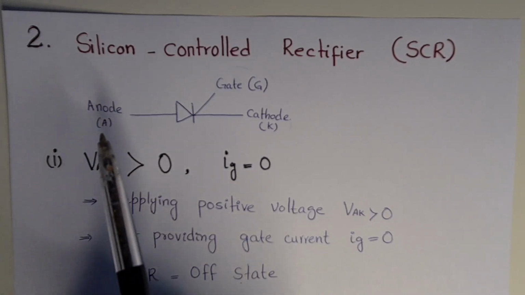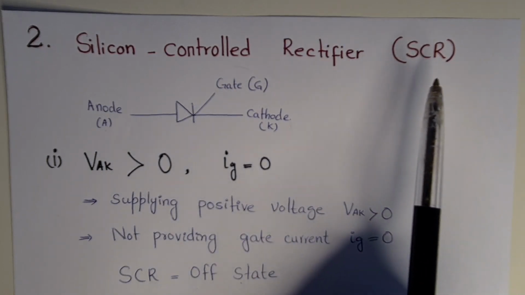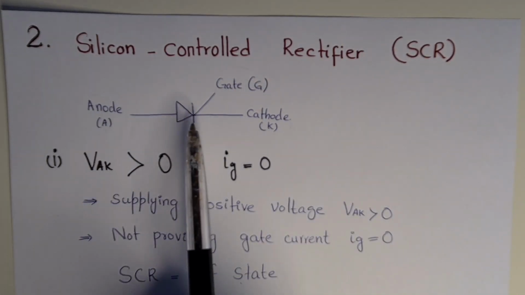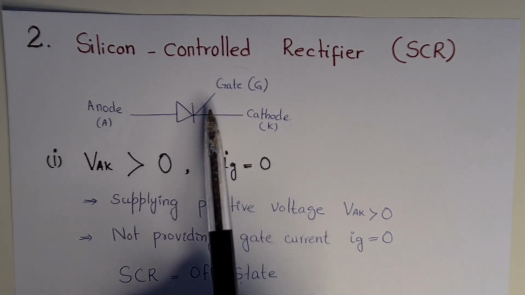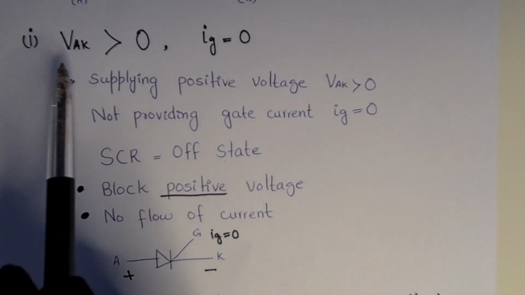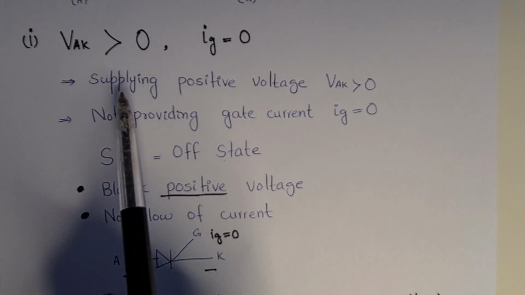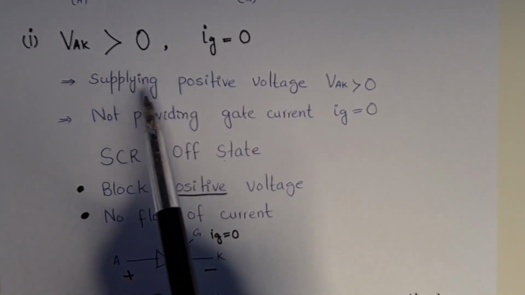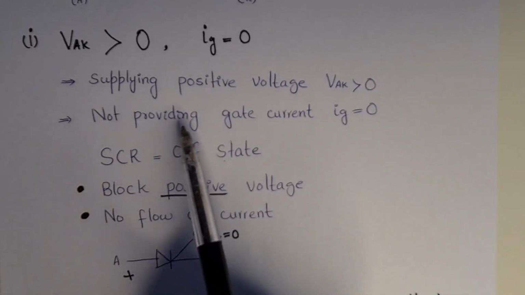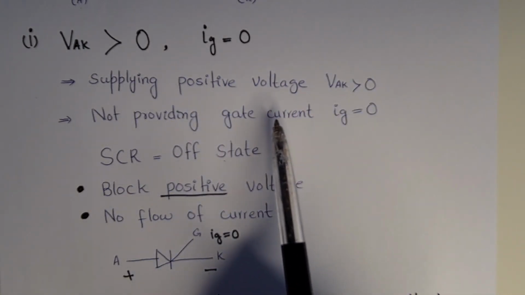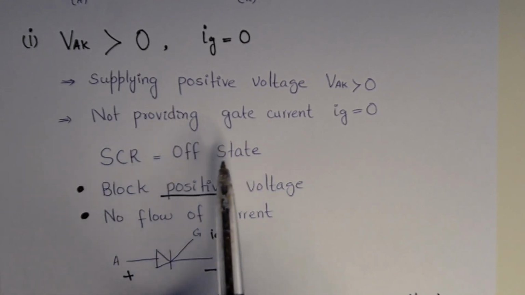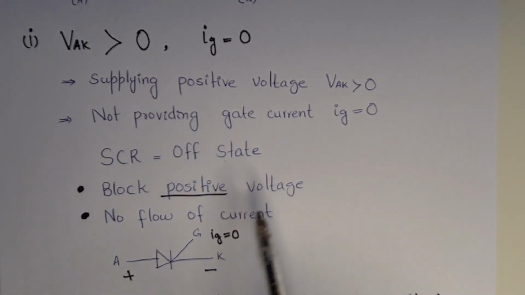Here I have another example, which is the silicon controlled rectifier, SCR, which is also known as thyristor. This is similar to a diode but having the gate terminal. So when anode to cathode voltage VAK is greater than 0 and Ig is equal to 0, then the SCR is in the off state. Why? Because we are supplying positive voltage, VAK greater than 0, but we are not providing any gate current, which is necessary to turn on the SCR. So SCR is in the off state. It will block positive voltage. There is no flow of current. Here I have shown you the positive voltage at anode and negative voltage at cathode, and Ig is equal to 0, off state.